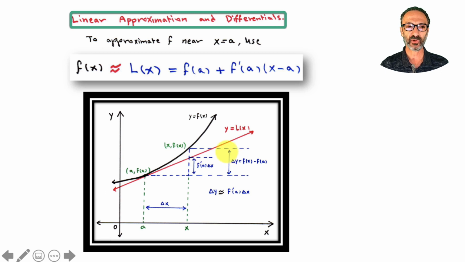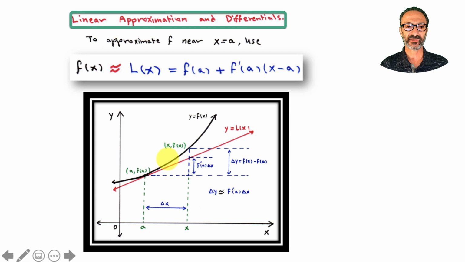Let me give you an overview, then I'll slow down and I'll show you the details. This is a, this is x, which is a little bit more than a. We're moving to the right, so we call it delta x. So a plus some difference in x value will be called x. This point is a and f of a. This point right here is x and f of x.